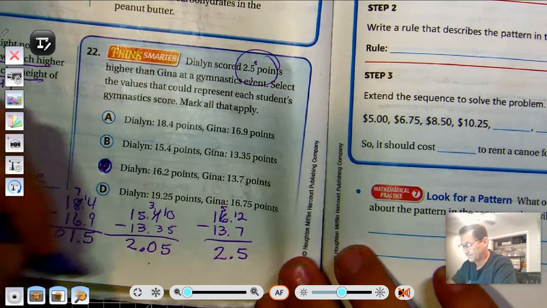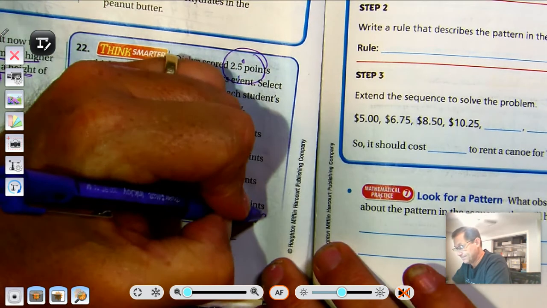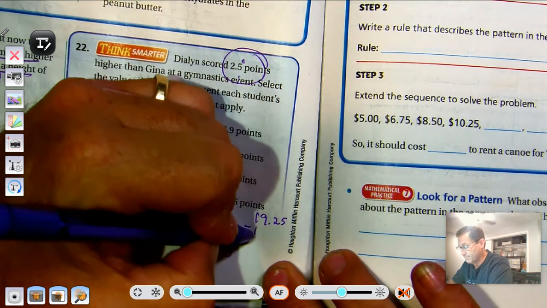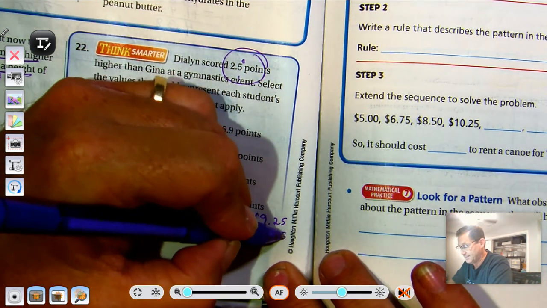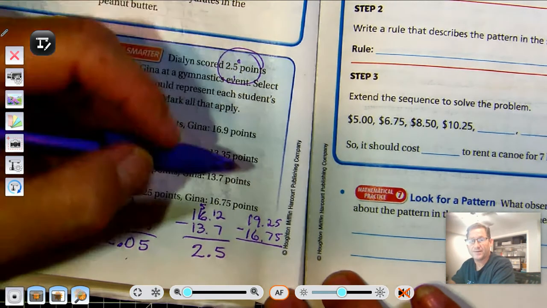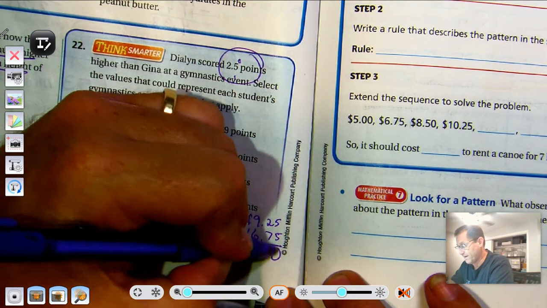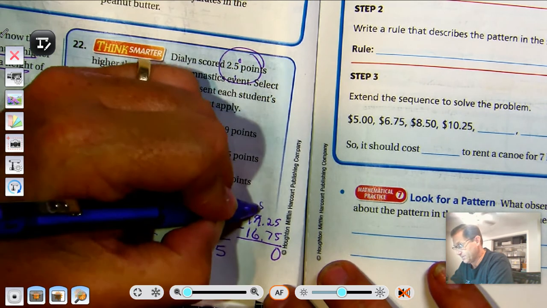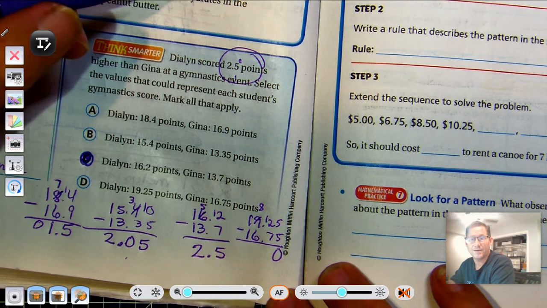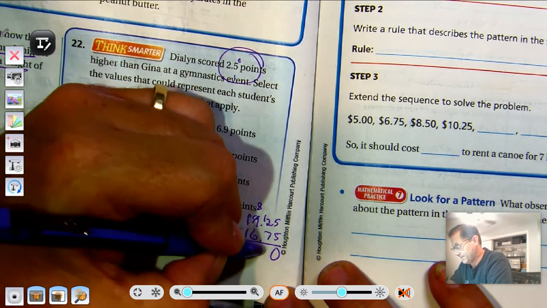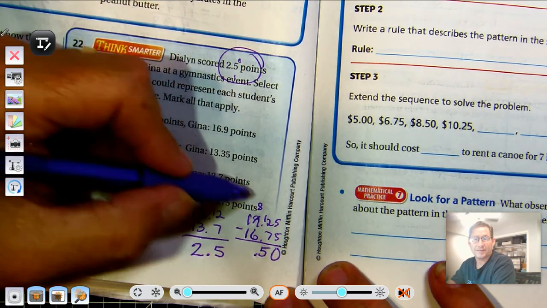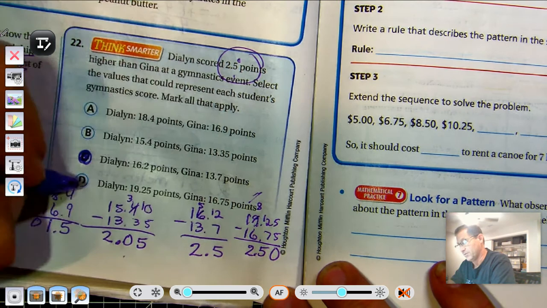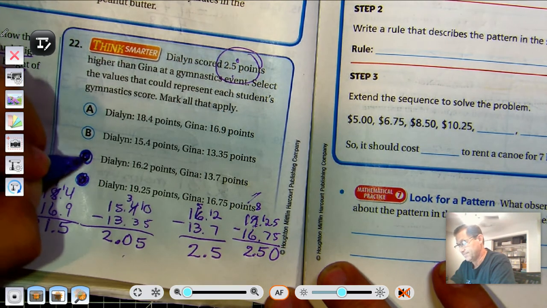And the last one, 19 and 25 hundredths minus Gina's 16 and 75 hundredths points. 5 hundredths take away 5 hundredths is 0. I can't take 7 tenths from 2 tenths, so regroup from the ones. 12 tenths take away 7 tenths is 5. And basically I have 18 take away 16, that's 2. So that one also could be a possible answer.